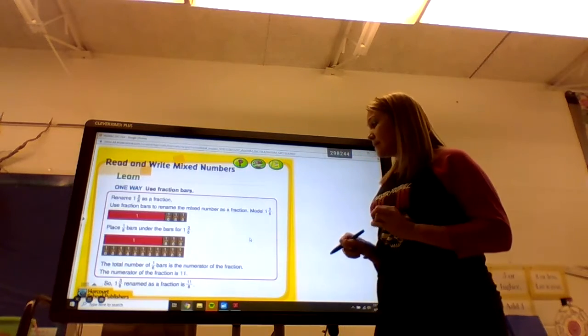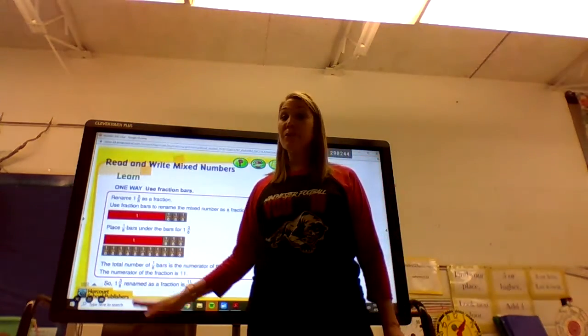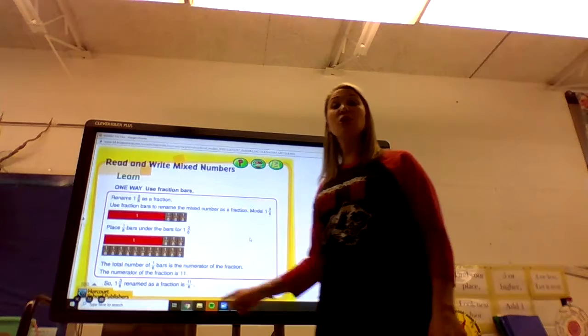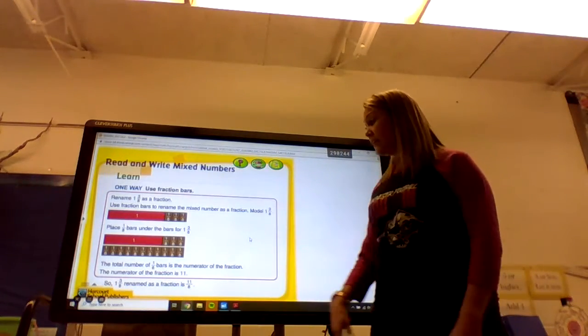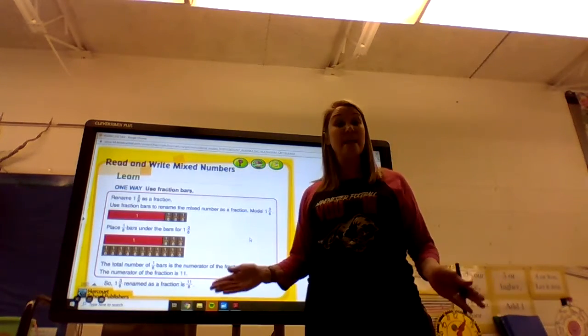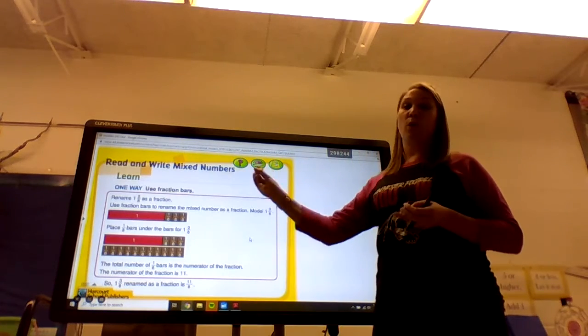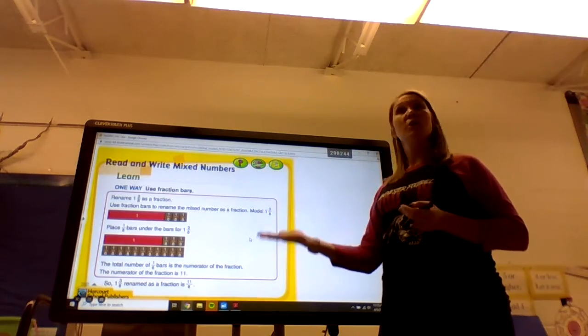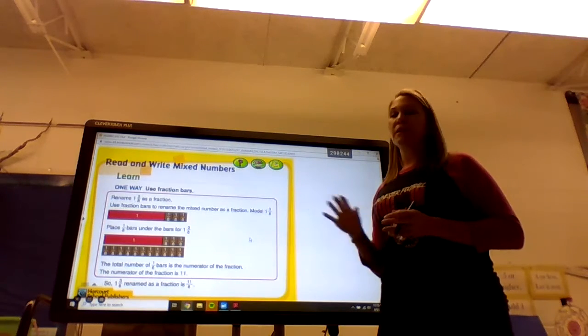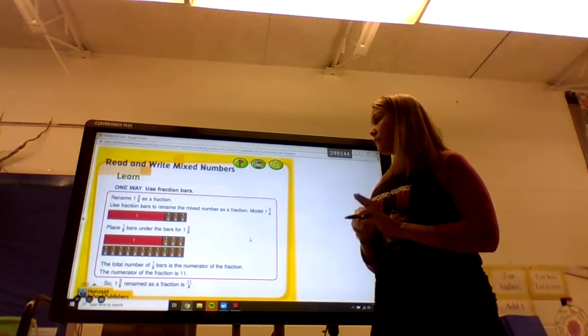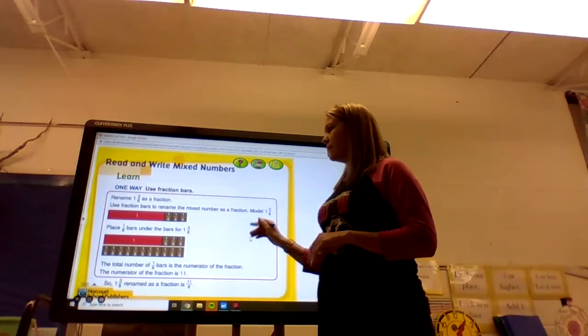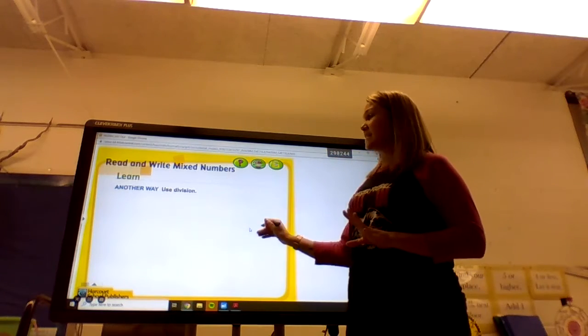So that means 1 and 3/8 is a mixed number. If we turn it into just a fraction, 11/8, it's naming the same exact amount. We're just changing it from a whole number and a fraction, a mixed number, to just a fraction. We could use fraction bars, of course, but here is the fun part. This is my favorite.